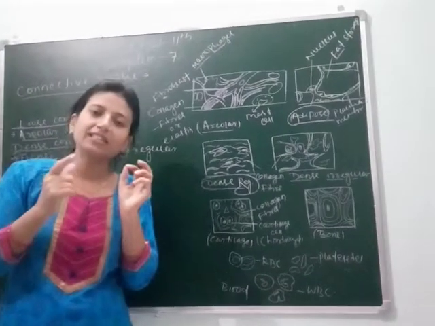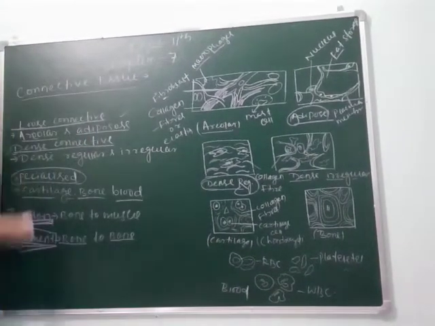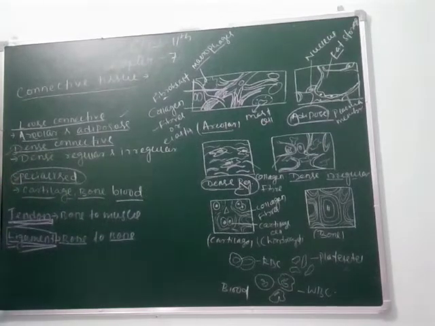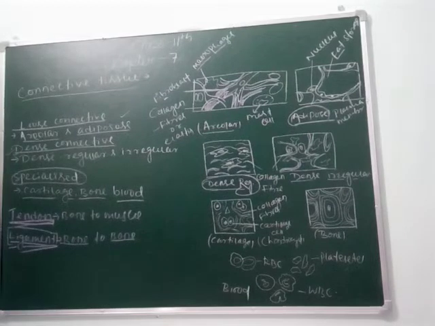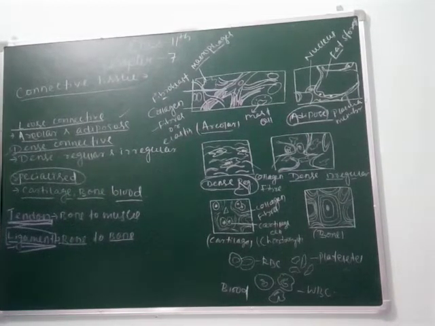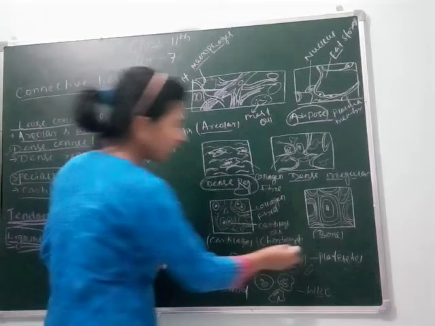So these are connective tissue. Which type of connective tissue? Specialized. And cartilage is one of the examples. This is solid and pliable and resists compression. And the cells of this tissue are called chondrocytes. Clear, students? The cells are called chondrocytes.